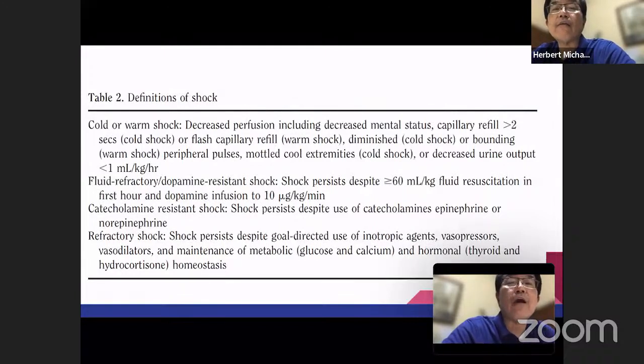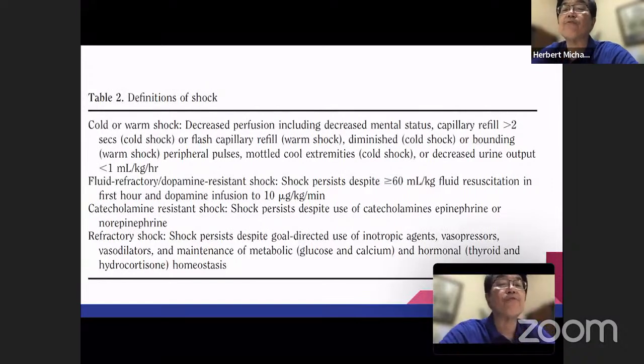Another definition of shock is the fluid refractory, dopamine resistant shock, wherein the shock persists despite giving greater than 60 ml per kilo of fluid resuscitation in the first hour and with dopamine infusion of 10 mcg per kilo per minute. Catecholamine resistant shock is when you still have the signs and symptoms of shock, which persist despite you having started epinephrine and norepinephrine. And refractory shock is really very bad because the shock persists despite everything that you've given to your patient.